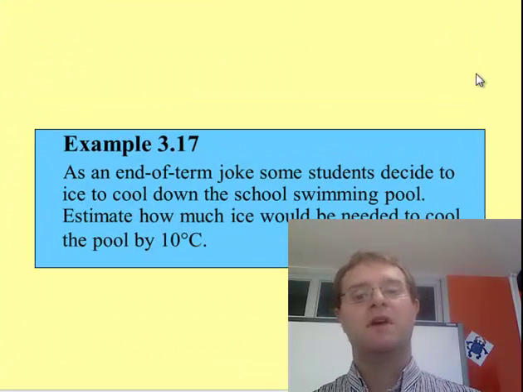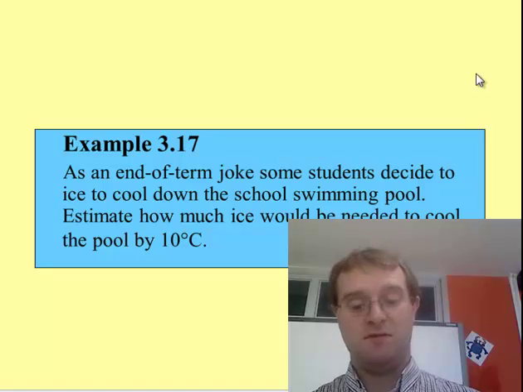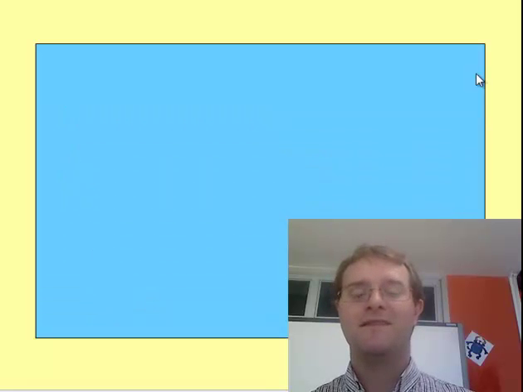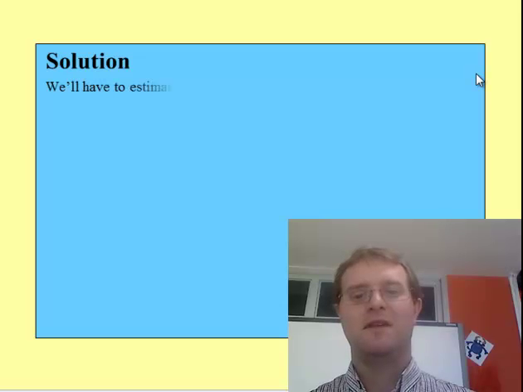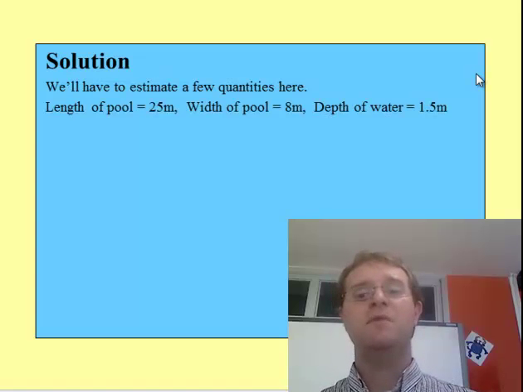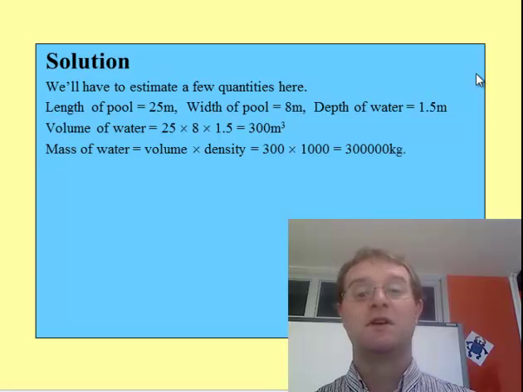Another example question. Here we're considering some students who decided to try and cool the whole of the school swimming pool down by 10 degrees. And they need to think about how much ice was going to be needed to solve this problem. Again, this is a problem of multiple parts. This time, a few things have to be estimated as well. We're assuming the length of the pool is 25 metres with a width of 8 metres and a depth of 1.5 metres. So sensible estimates there. That gives me a volume of about 300 metres cubed.